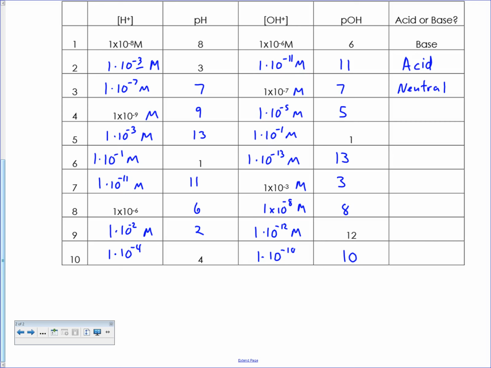For number 4, pH is 9, which makes it a base. For number 5, pH is 13, that's definitely a base too. For number 6, pH is 1, that's an acid. For number 7 here, pH is 11, that's a base. For number 8, pH is 6, that's an acid. pH of 2 is an acid. pH of 4 is an acid.